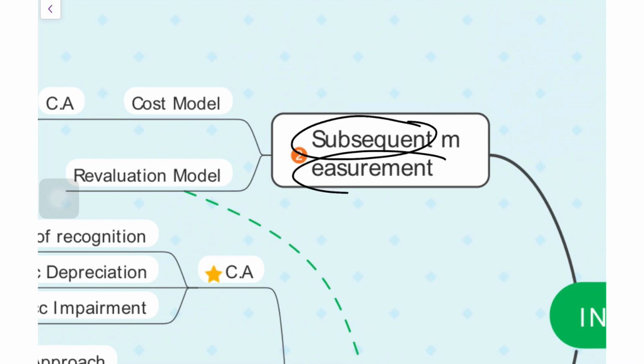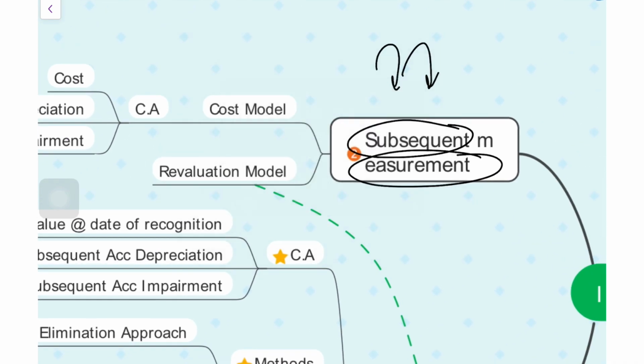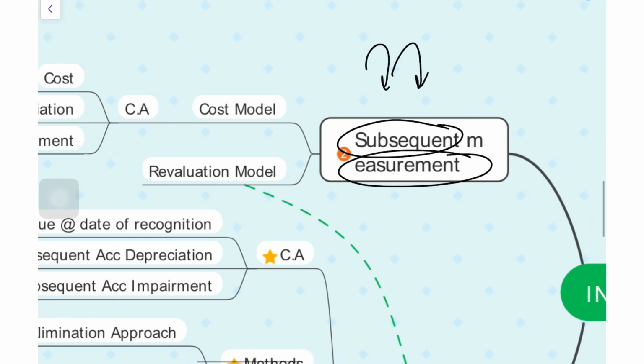Let's talk about subsequent measurement now. As you all know, every year, annually, you have to value your PPE and record it in the best possible way. Okay, so there might be two models which you can follow in your subsequent measurement.